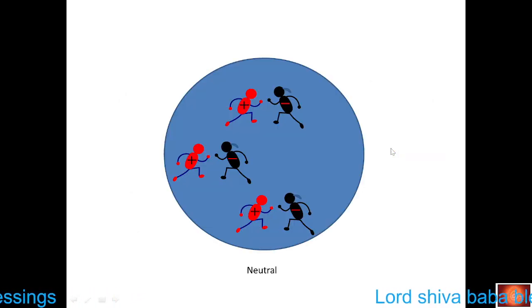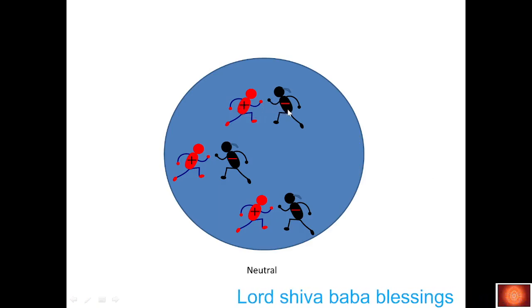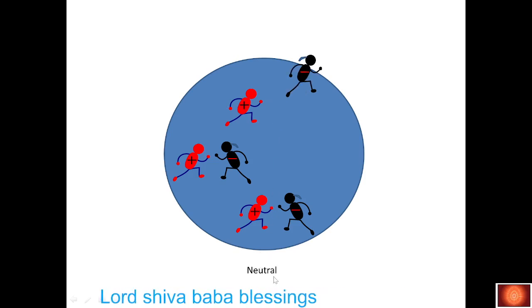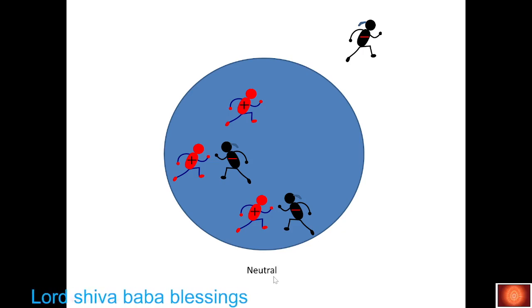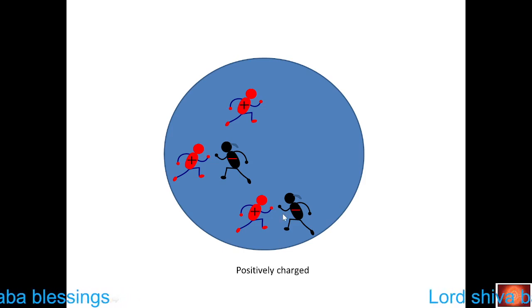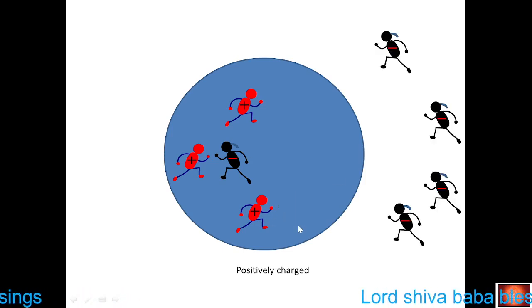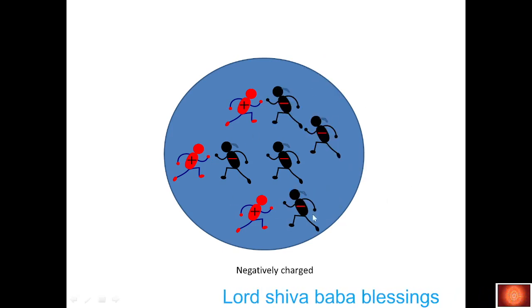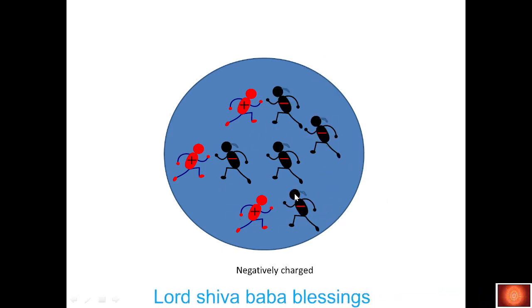So now you would have come to know that when the number of positive charges is equal to the number of negative charges, it behaves as a neutral atom. If I try to remove one negative charge, this body becomes positively charged. If I add negative charges, this becomes negatively charged.